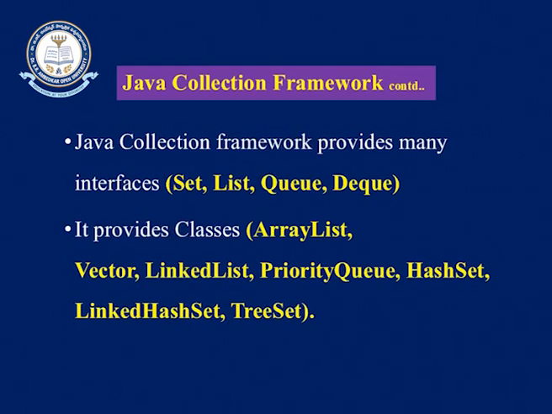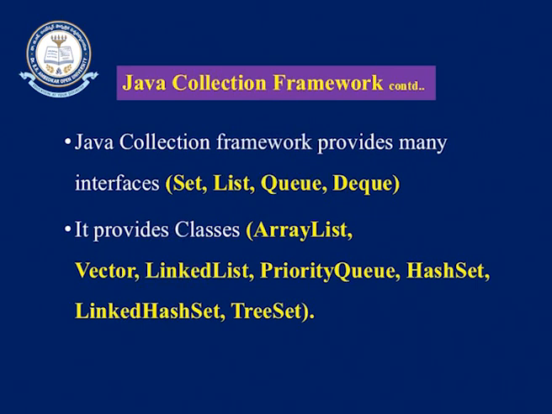Java collection framework provides many interfaces. Some examples of the interfaces available in the Java collection framework are Set, which is one interface, and List, which is another interface. Queue and Deque are also interfaces. With the help of these interfaces, we can create collections: set collection, list collection, queue collection, deque collection, and so on.